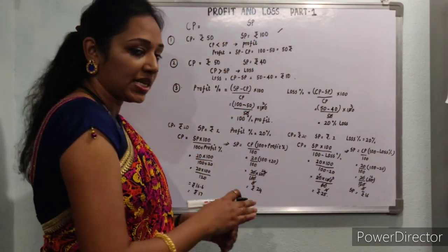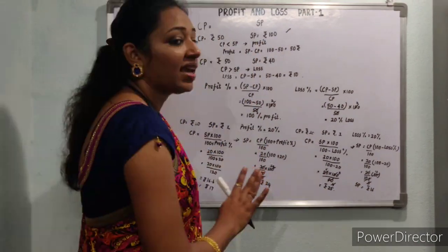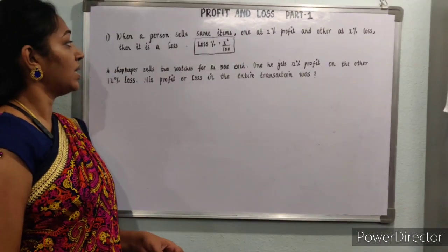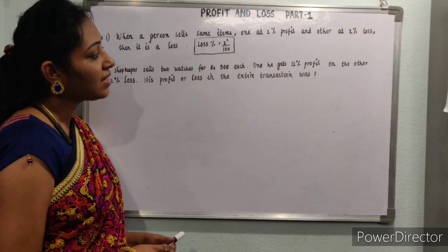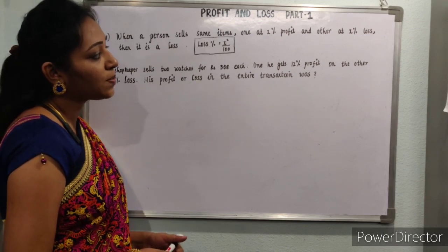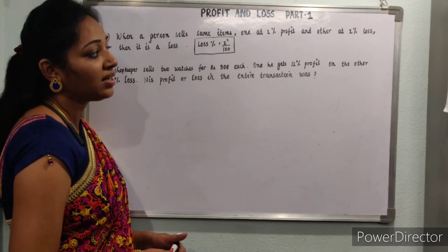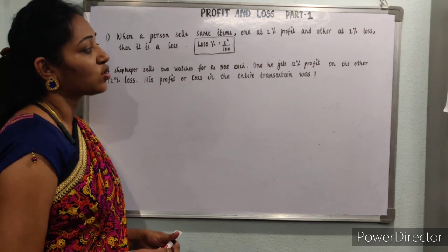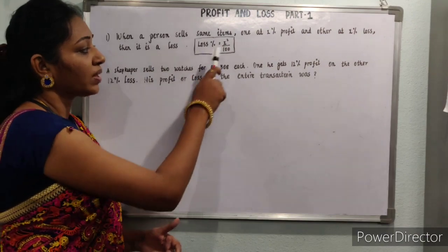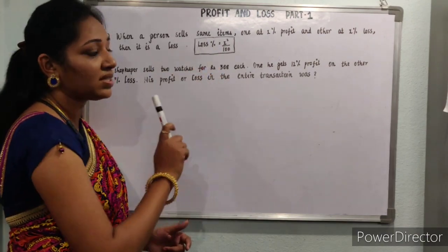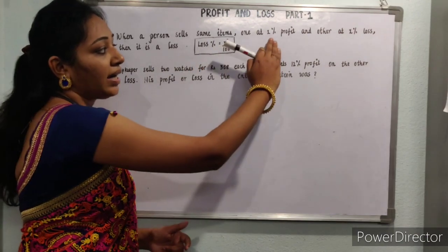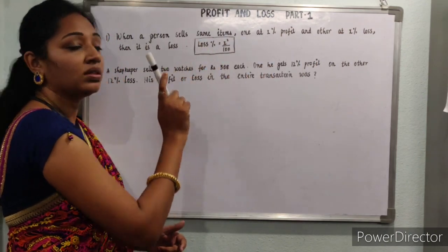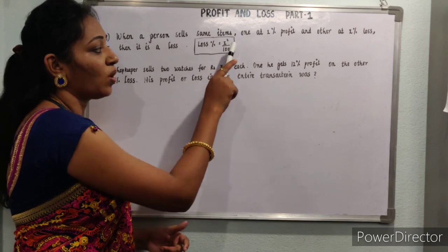So these are the basics that you are supposed to know, and we'll go to the important formulas now. The first formula is when a person sells the same items, one at X percentage profit and the other at X percentage loss, then it is a loss. The loss percentage is X squared by 100. Now this is the important formula. One person is selling the same item at X percentage profit and same percentage loss. So then he'll get a loss, and the loss percentage is X squared by 100.